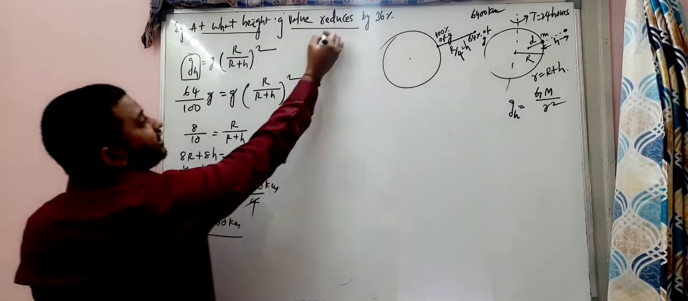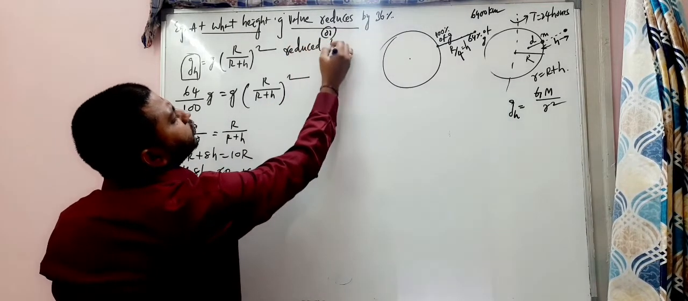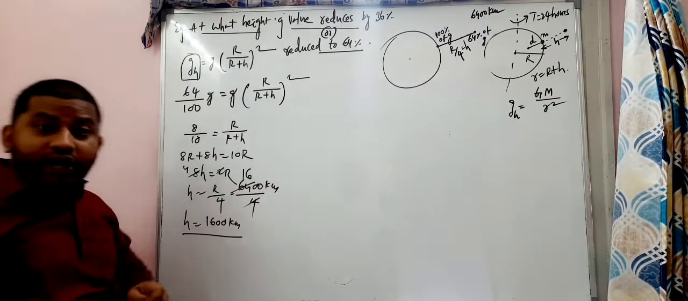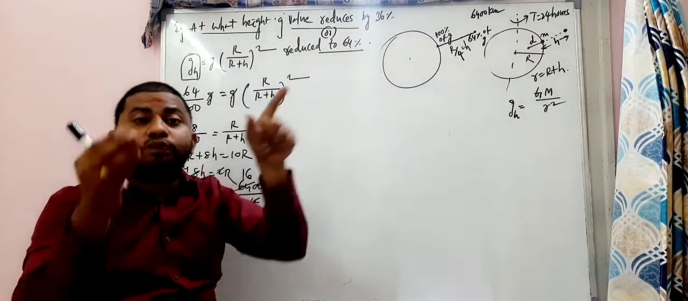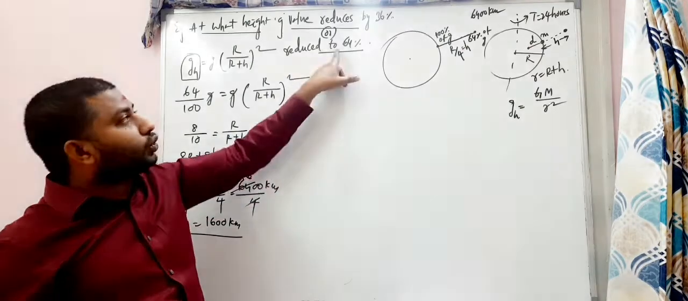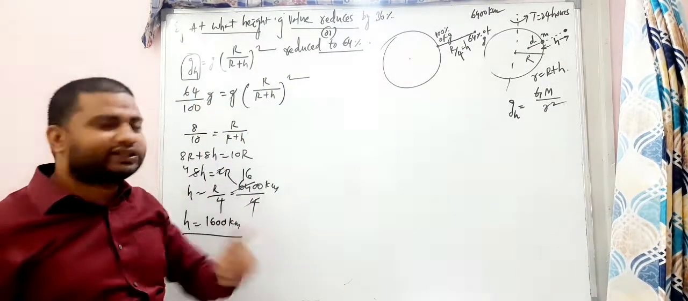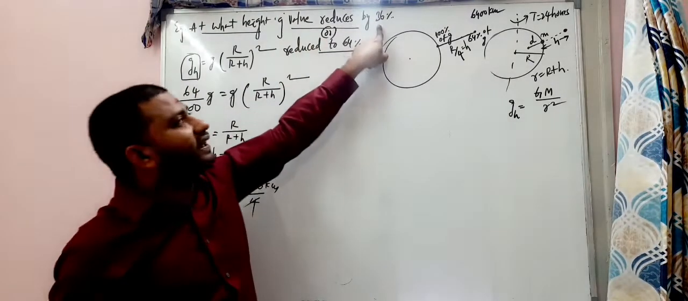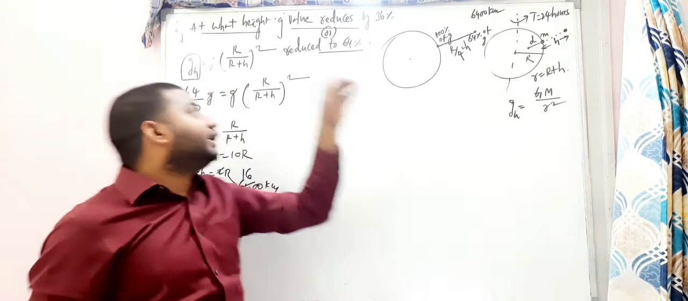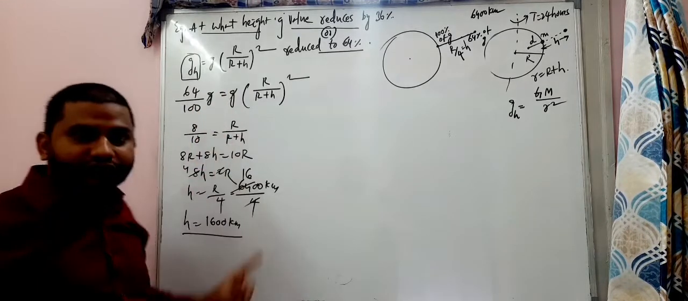See, the same question can also be asked as: reduced to 64%. Remember. Reduced by means you should do 100 minus 36. Reduced to means the given value is the final value, so take 64 by 100. Once again, reduced by means you should do 100 minus 36. Reduced to means the given value is final, so take 64 by 100.